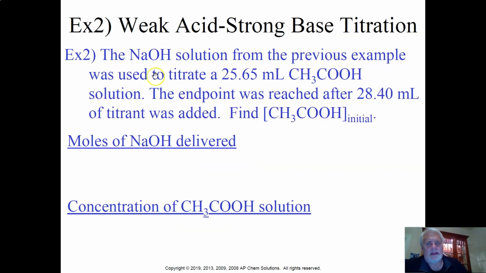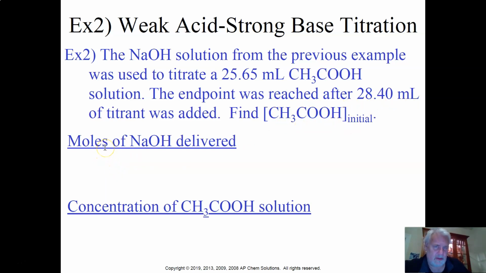All right. So the NaOH from the previous example, we'll piggyback on the problem just like we did on that other one, is used to titrate this much of a weak acid, 25.65, your acetic acid. The endpoint was reached at 28.40 milliliters. Now find the concentration of that unknown acid.